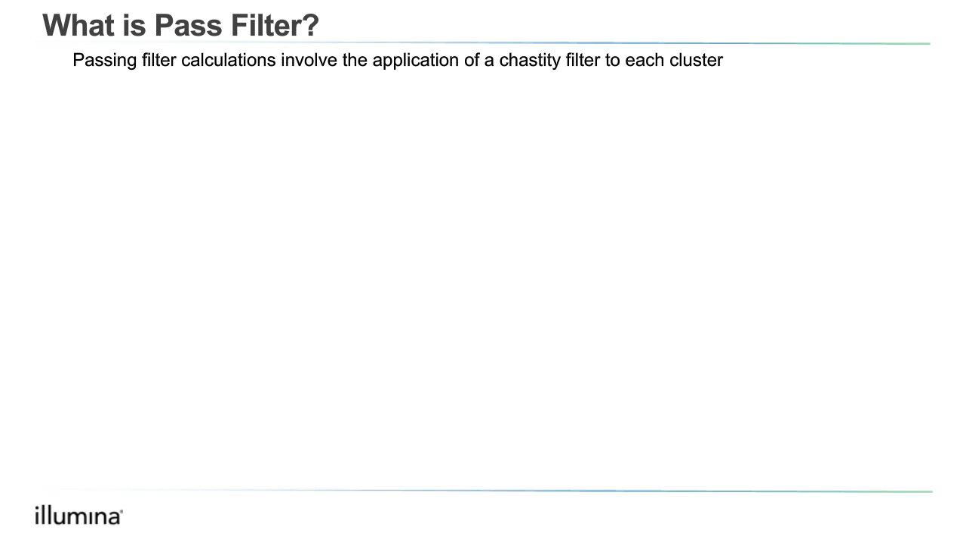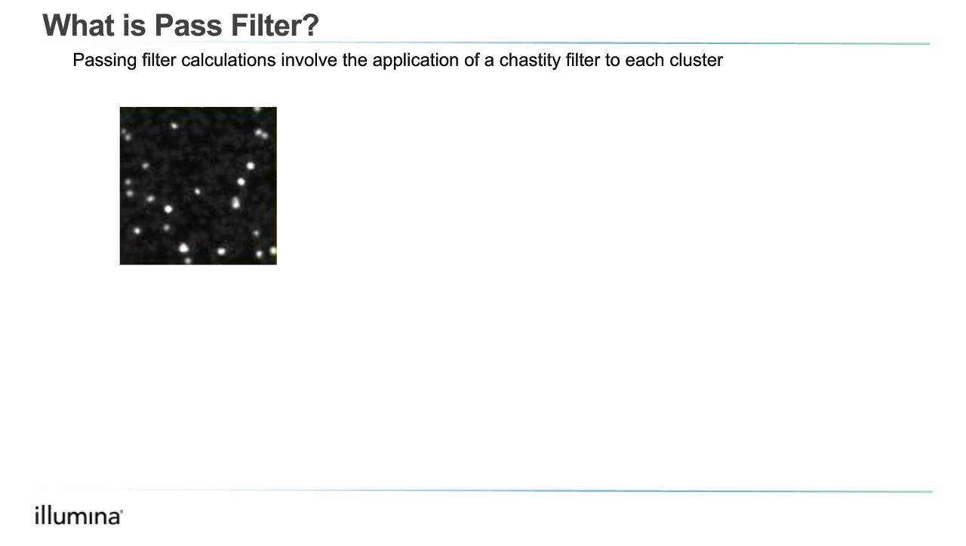Before we get back to the SAV analysis tab, I want to go over pass filter, because only clusters that pass filter are included in the yield and Q30 specifications. Imagine these are our clusters, and remember each cluster is composed of copies of the same DNA sequence.